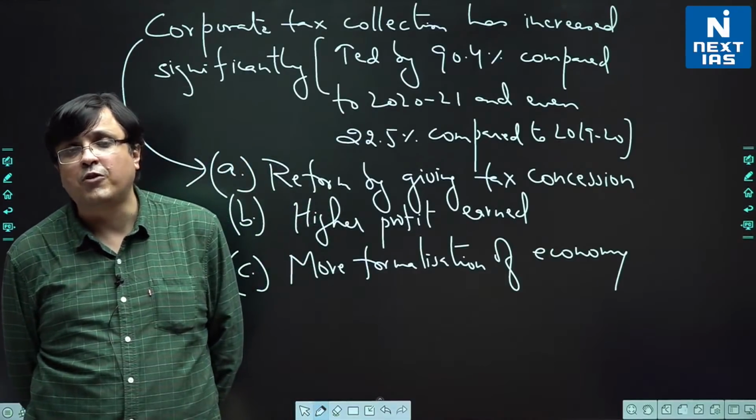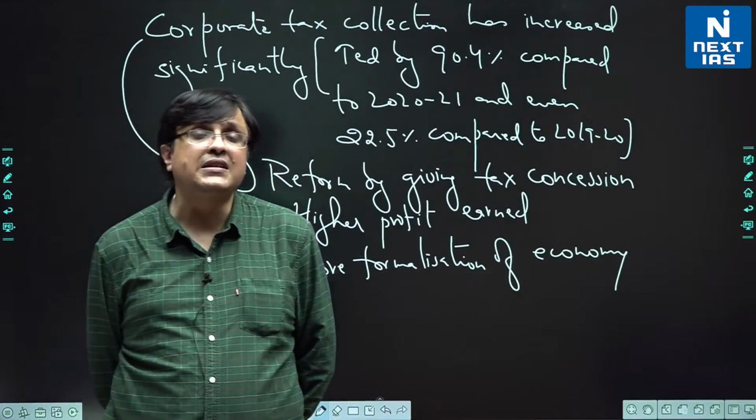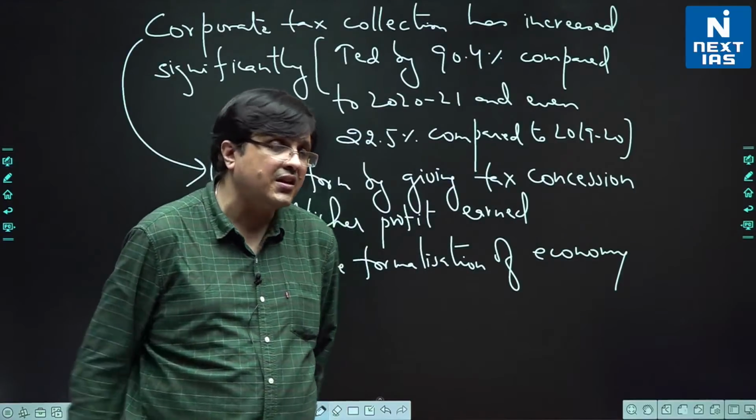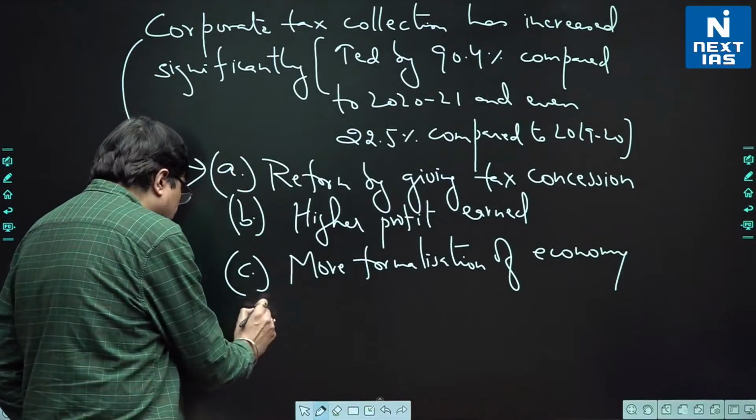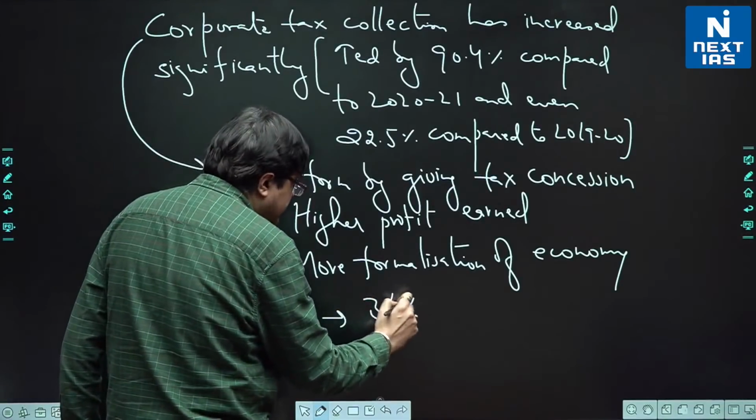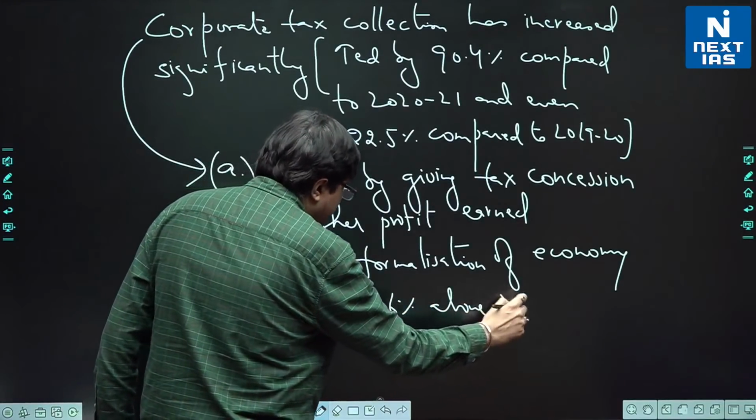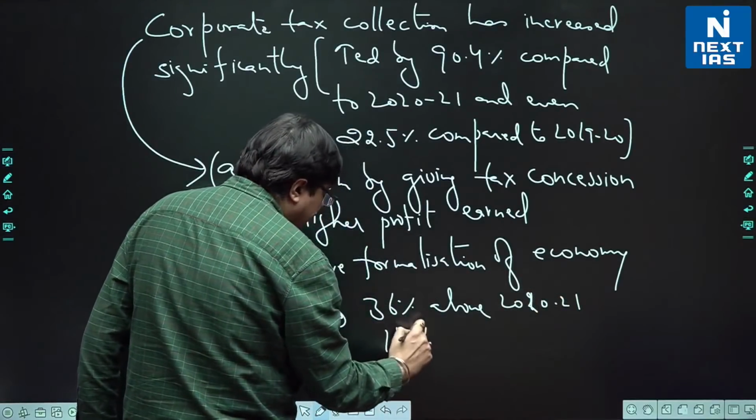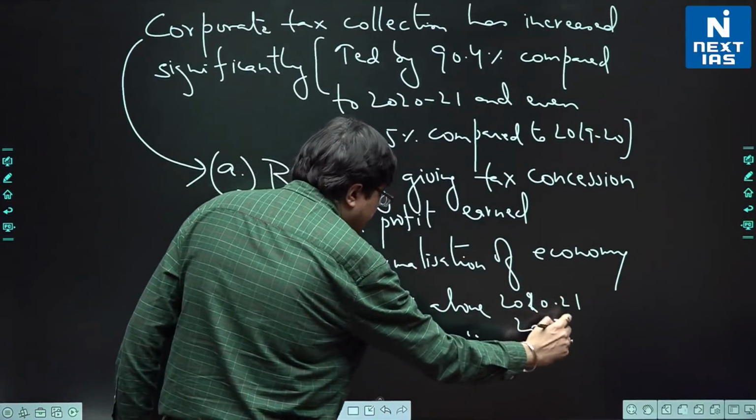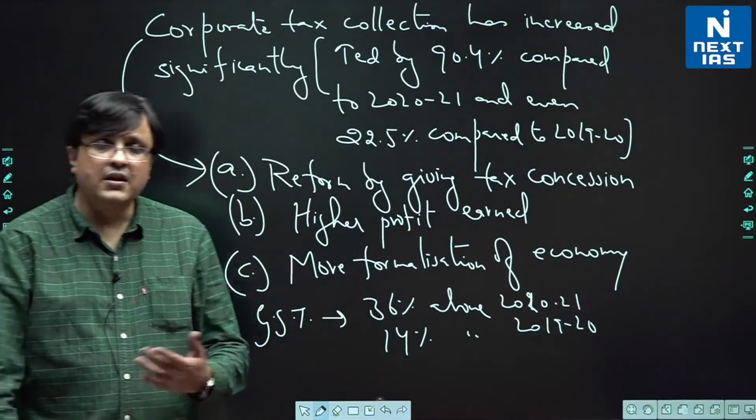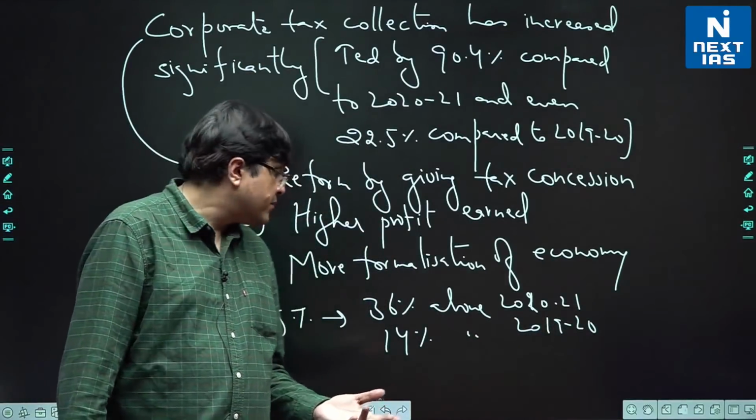In fact, apart from corporate tax, the other thing that shows a significant growth is GST. And the survey says that is again because of formalization and avoiding tax evasion. Another significant growth is observed in GST, where it is 36% above 2020-21 and 14% above even 2019-20. So GST is pretty high again.